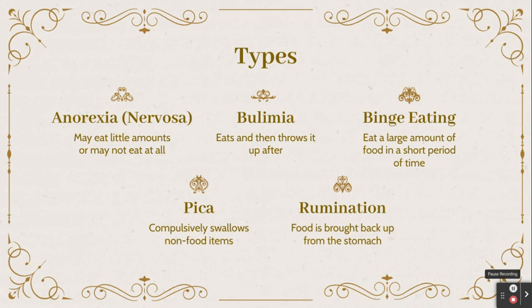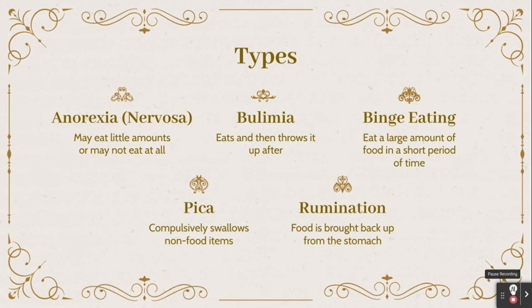Next is bulimia. This is when one might eat and then throw it up afterwards, which causes them not to get the right amount of nutrients, vitamins, and minerals that they need, so it's hard for them to have a lot of energy and stuff.